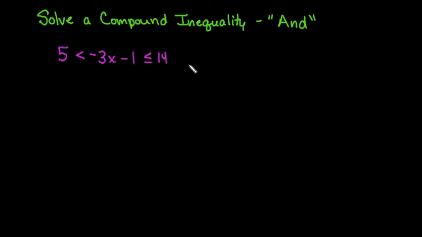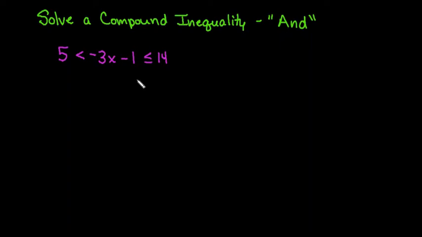One format is writing it like this, where it's saying that negative 3x minus 1 has to be greater than 5 and also less than or equal to 14. So we're looking for all values that I could plug in for x that would give me an output that's between 5 and 14. When you have an AND inequality, it has to be true for both statements.